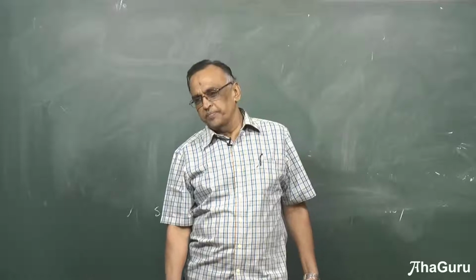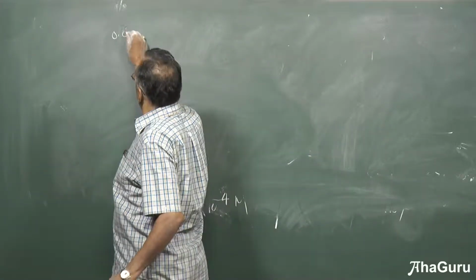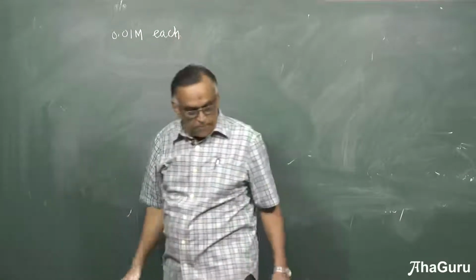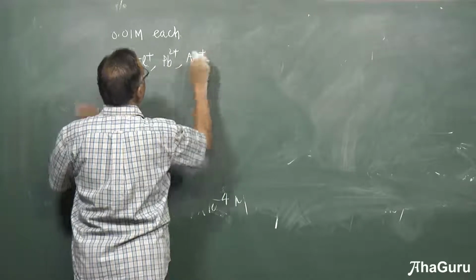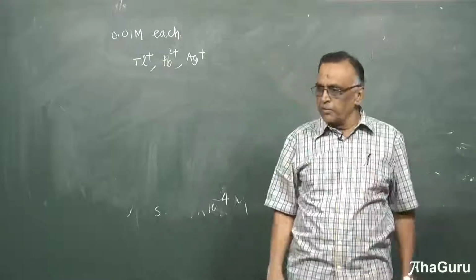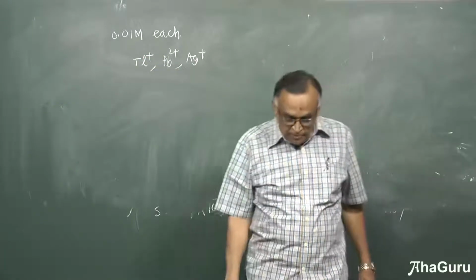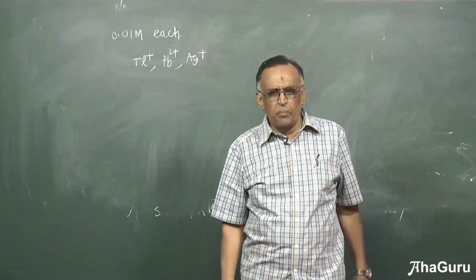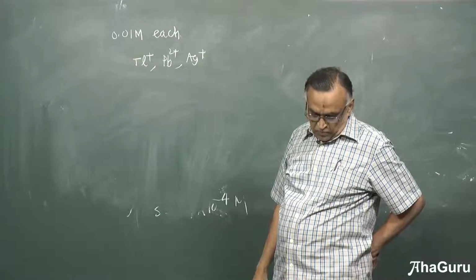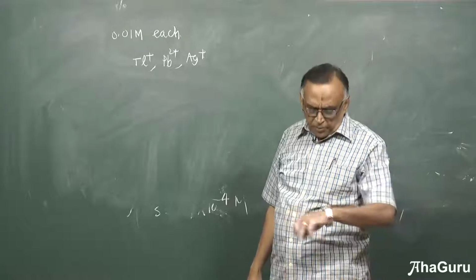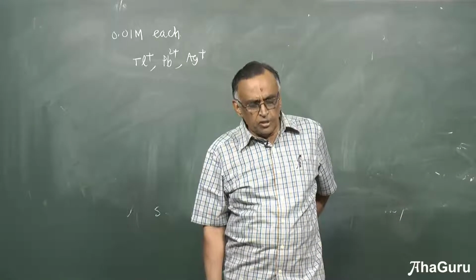Fractional or selective precipitation. A solution contains 0.01 molar each of thallium ion, Pb2+, Ag+. That means you have a beaker containing all the three cations together in the mixture. Each one's concentration is 0.01 molar. Chloride ion is added drop by drop. What is the order of precipitation?